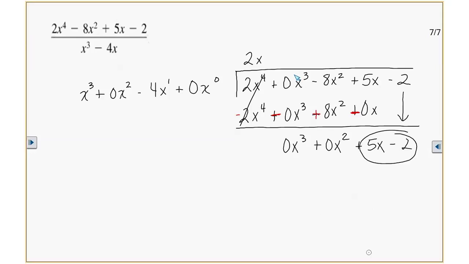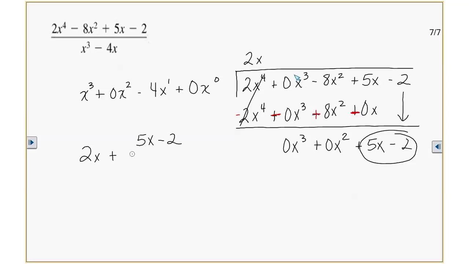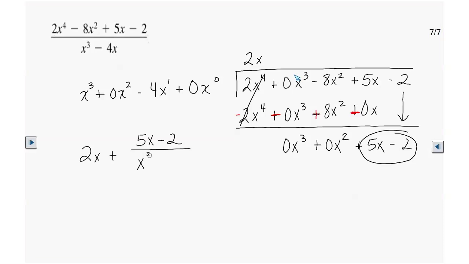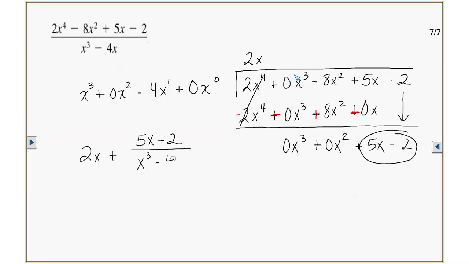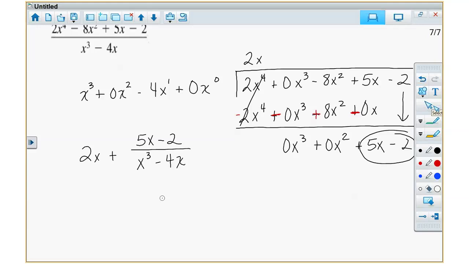So it's going to be 2x plus 5x minus 2 over x cubed minus 4x. And that should be your answer. I don't know if this book wants you to carry it further. It shouldn't. Huh? They want us to do the whole thing. So they stopped here? Yeah. They want you to keep going with x cubed? They want you to go all the way and get all the numbers.